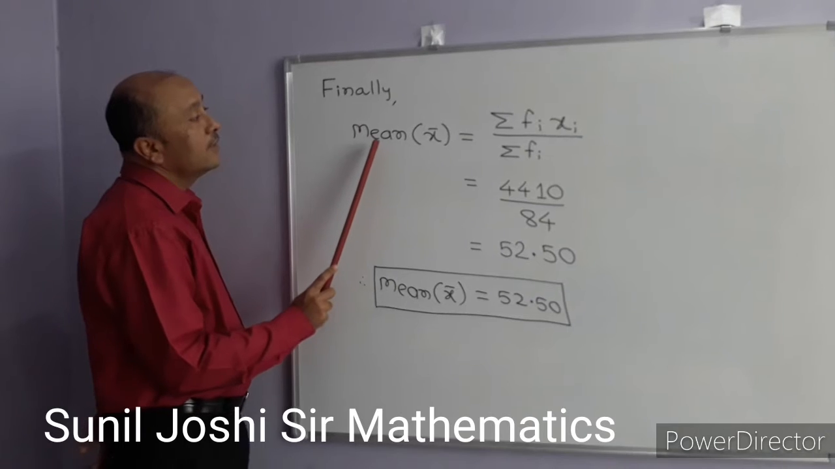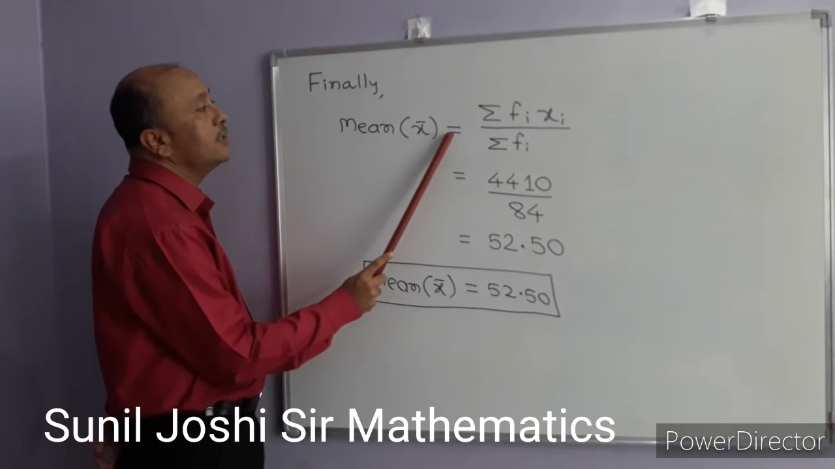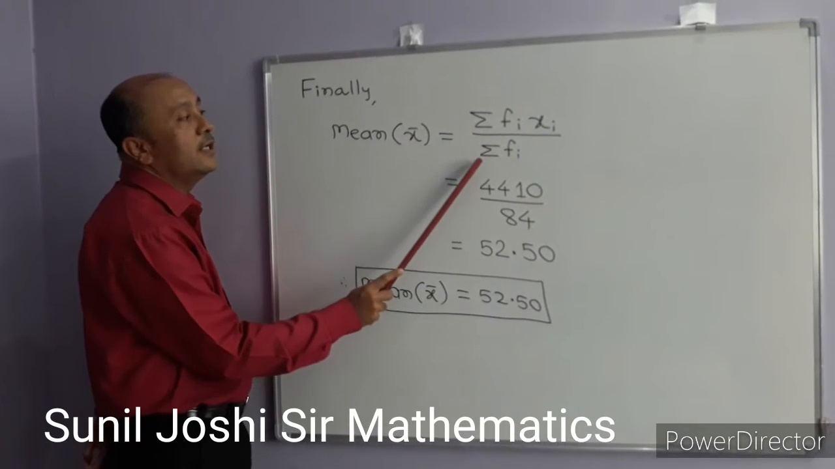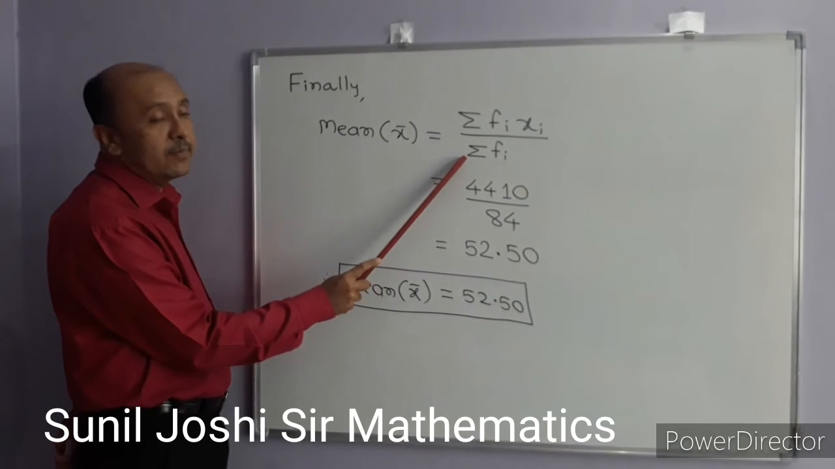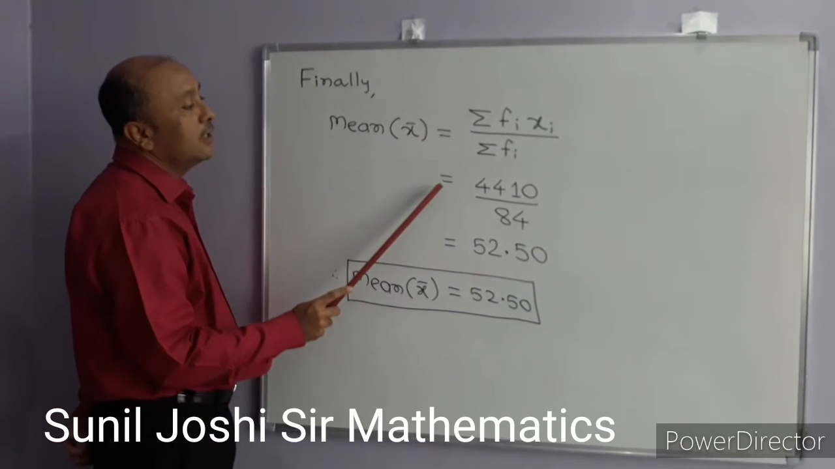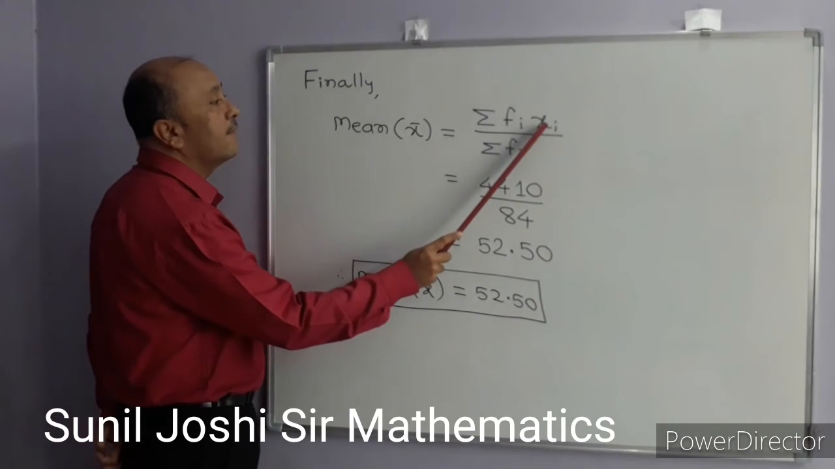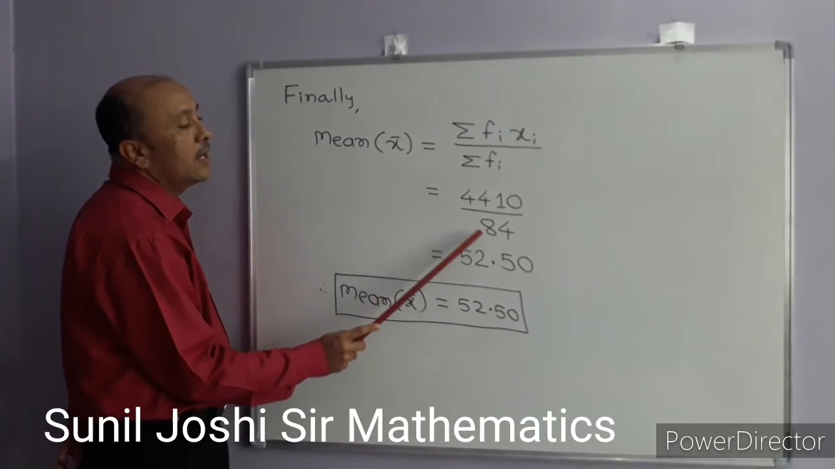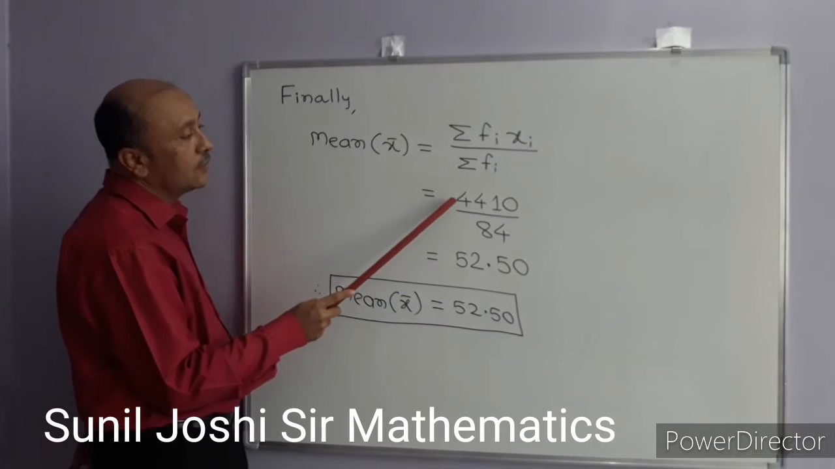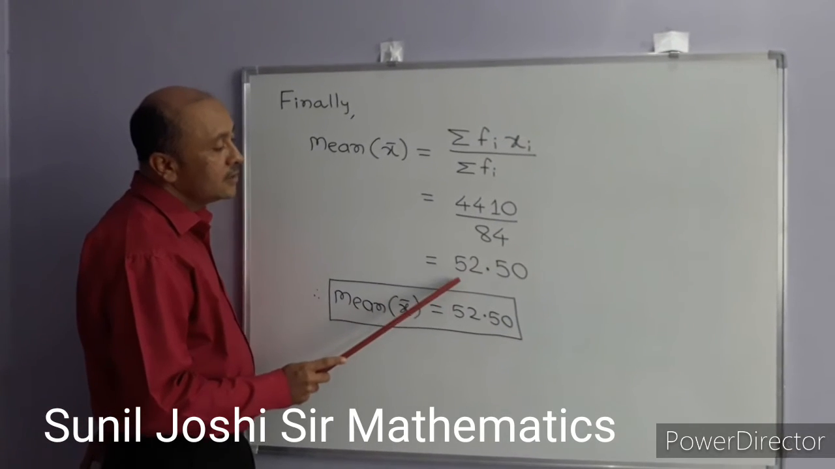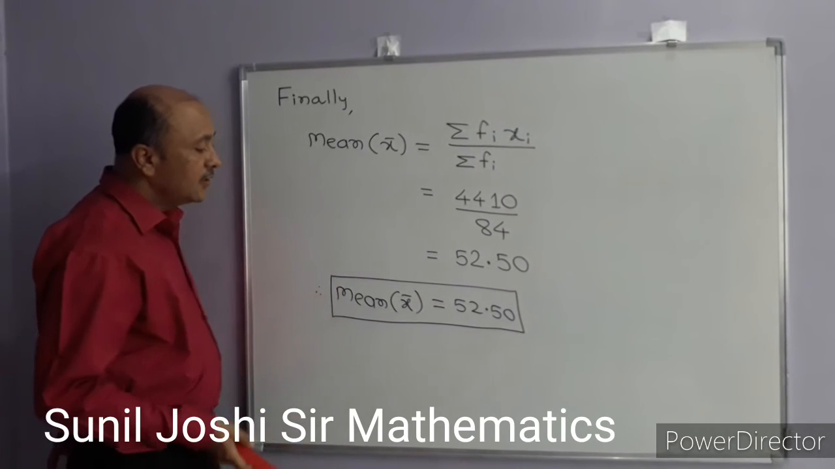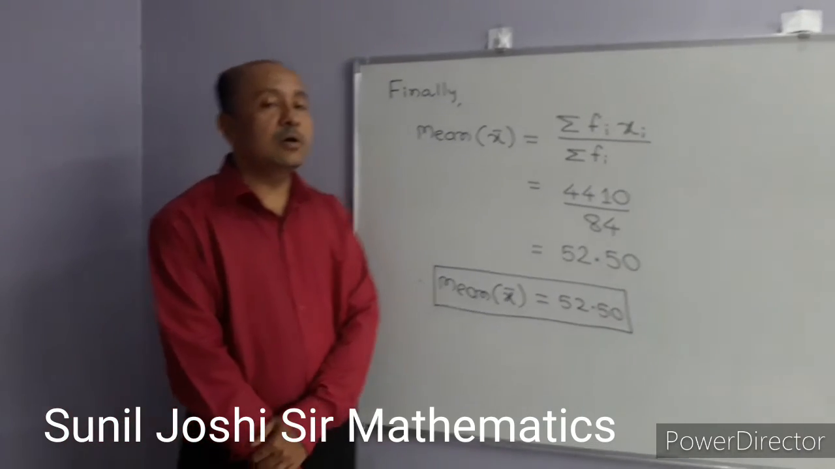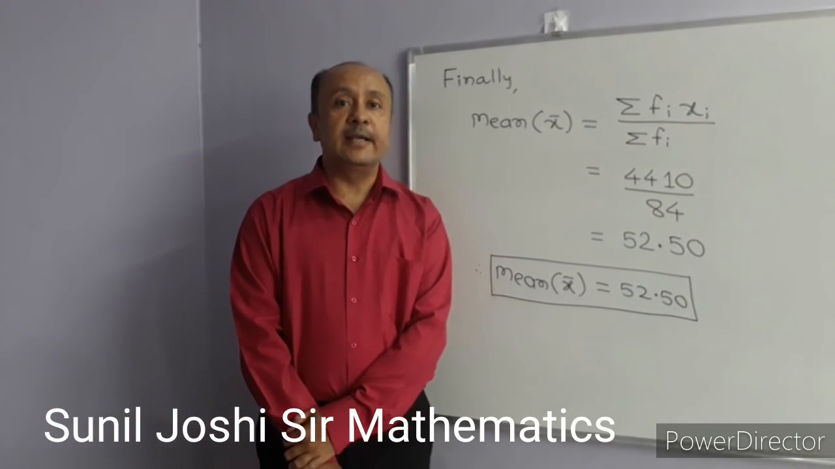Finally the formula is written: mean, that is x bar, is equal to sigma fi xi upon sigma fi. This is the formula for finding the mean of the data by direct method. The next step: an equal sign is written, then the value of sigma fi xi, 4410 from the table, divided by 84. If you calculate 4410 divided by 84, the answer is 52.50, and that is the final answer. Mean x bar is equal to 52.50. So students, this is all about mean by direct method.